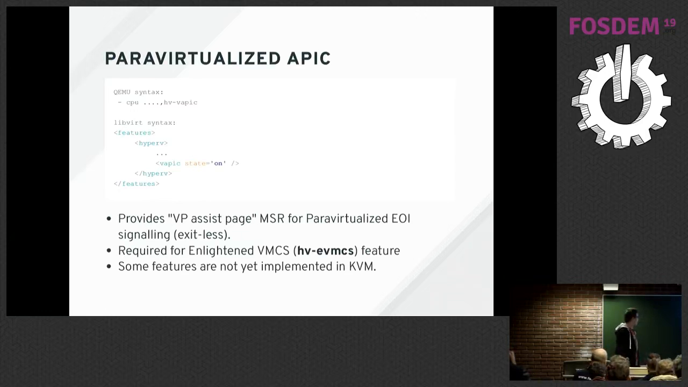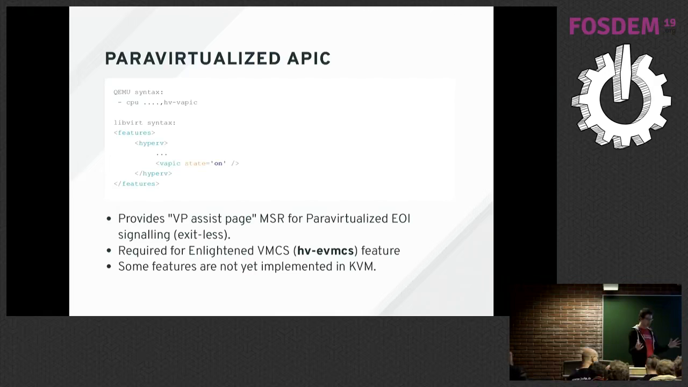Paravirtualized EPIC. It's enabled by HV EPIC, and it basically provides a shared page for each CPU to assist dealing with EPIC. The notable feature here is paravirtualized end of interrupt. Here is a good example of when emulating a hardware interface is slow. When you have an interrupt, like a level-triggered interrupt pending, your hypervisor will stop your guest, inject the interrupt there, and resume your guest.